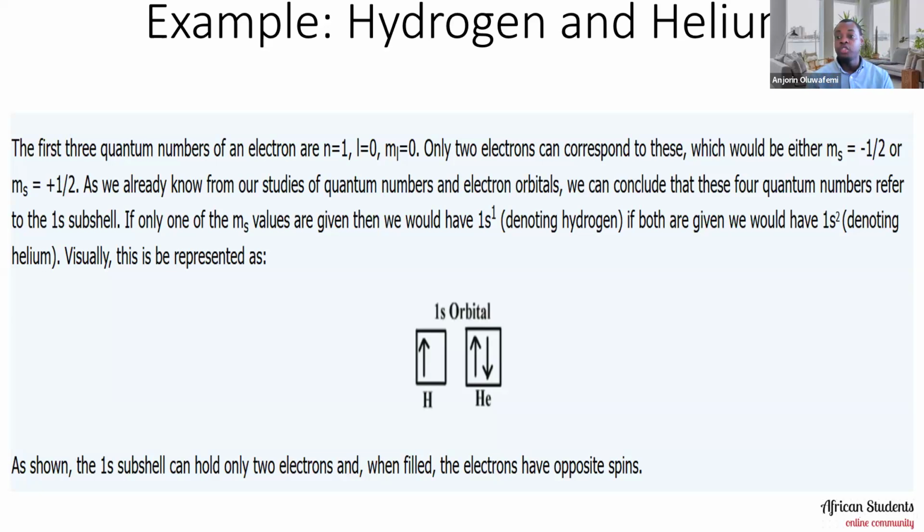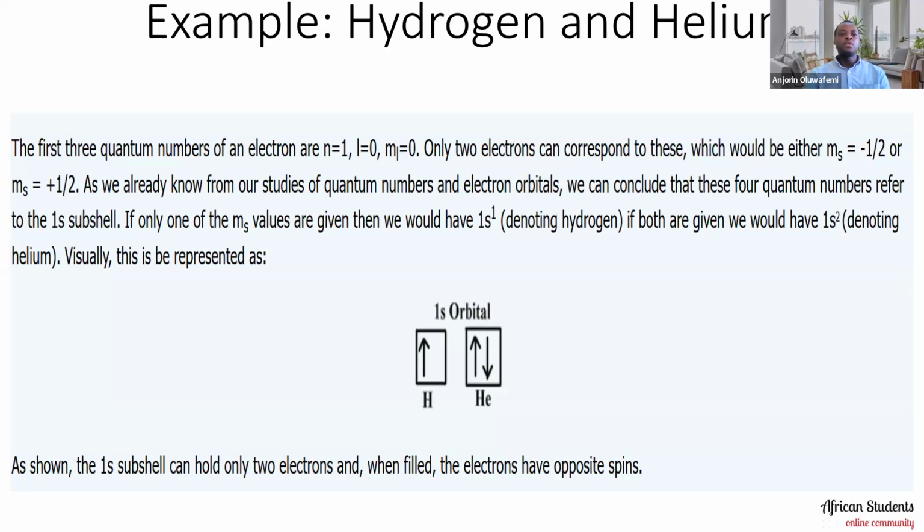Helium. Visually, this can be represented as follows. For hydrogen, you just have 1 electron spinning up like that. For helium, you have 2, atomic number 2, so it has 1 spinning up and the other one spinning down. So as shown, the 1s subshell can hold only 2 electrons. And when filled, the electrons have opposite spin. And that is what you can see with the helium atom: one spinning up, the other one spinning down, as the case may be.